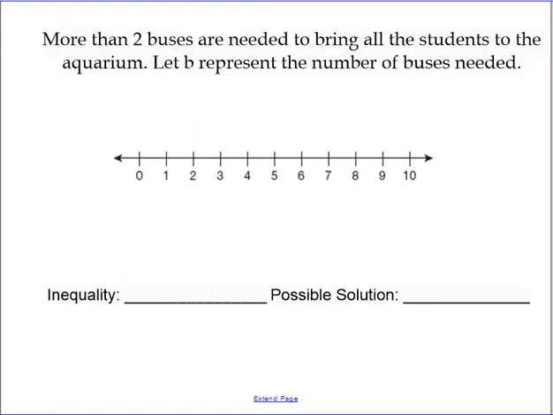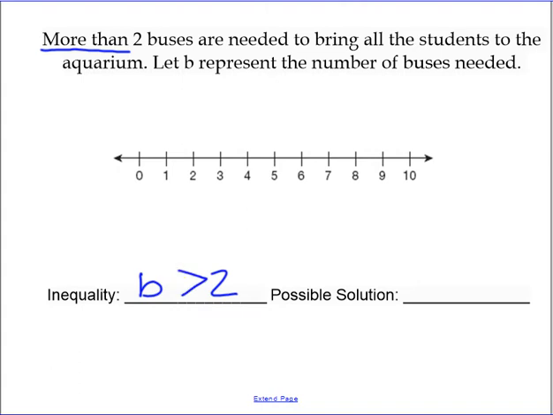Excellent. All right, here's another example. More than 2 buses are needed to bring all the students to the aquarium. Let B represent the number of buses needed. So first let's find our keywords. Our keyword is going to be "more than" because that's going to tell us the amount. Now our letter is B and our number is 2. But what is our sign? So more than. So this number right here needs to be more than 2. So that's going to be our greater than sign.